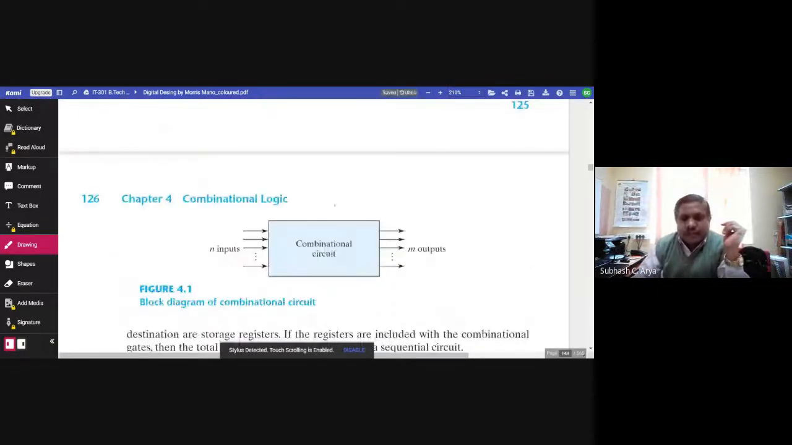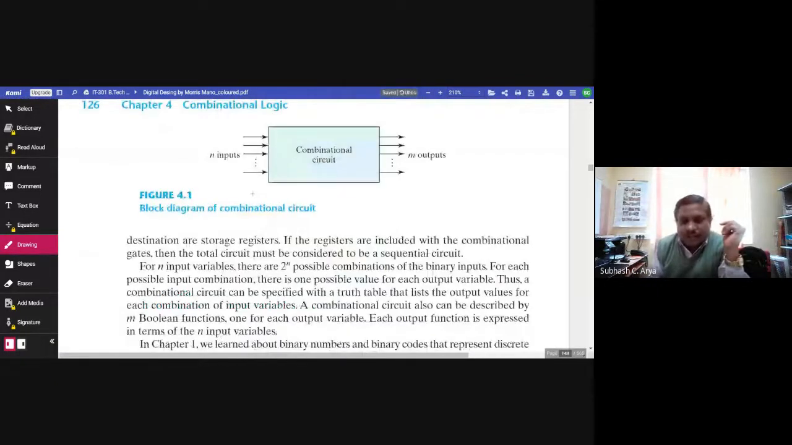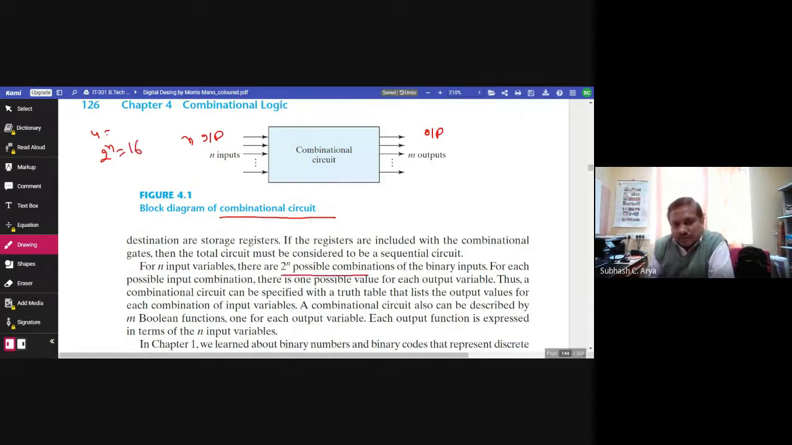By definition, as you know, this is a block diagram of a combinational circuit. In this we have m outputs and n inputs. So the output is a function of the input. So this is simple by definition. If we have n input variables, suppose four inputs are there, how many combinations are possible? 2 to the power n, that is 16 different combinations are possible.